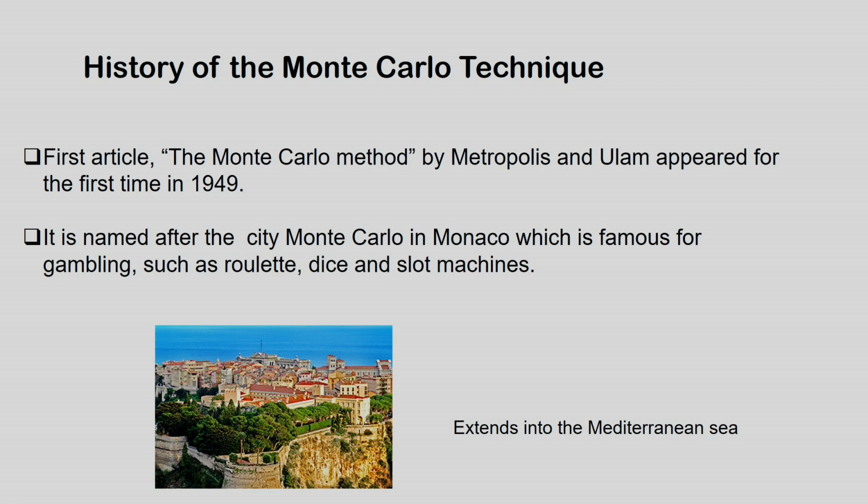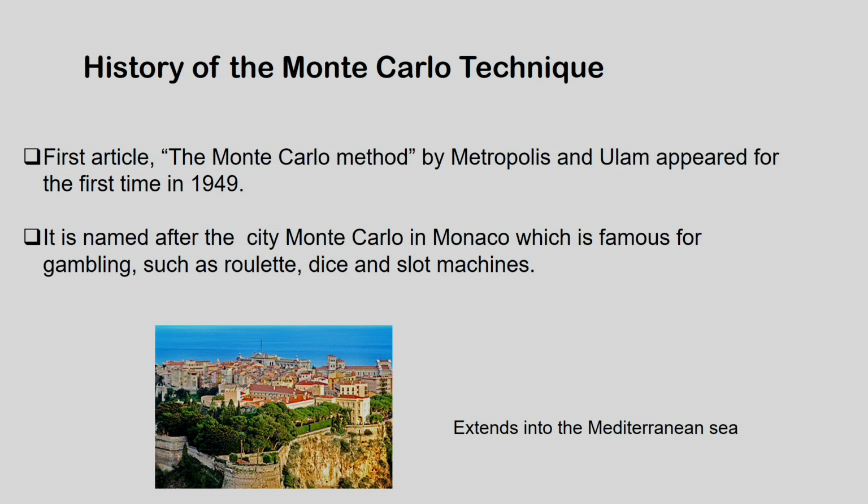Just a little bit on the history. The first article, The Monte Carlo Method, by two people called Metropolis and Ulam, appeared for the first time in 1949. It is named after the city Monte Carlo in Monaco, which is famous for gambling and all kinds of gambling such as roulette, dice, slot machines, etc. Some of you may be familiar with it in the context of a casino.